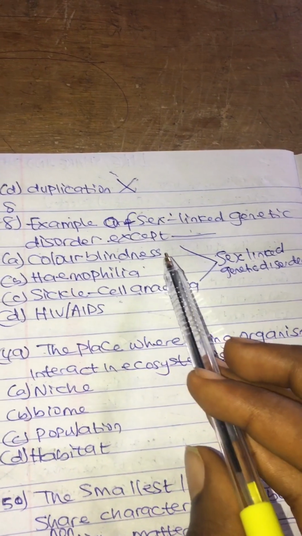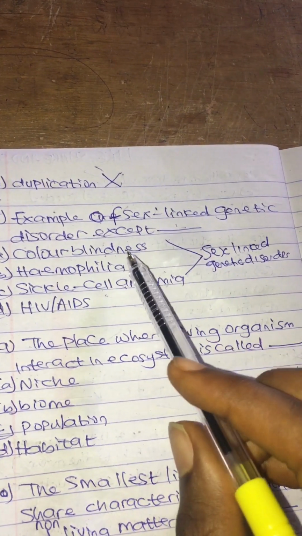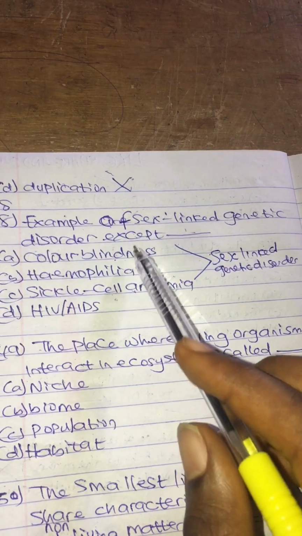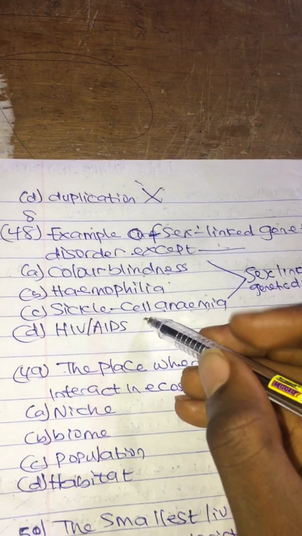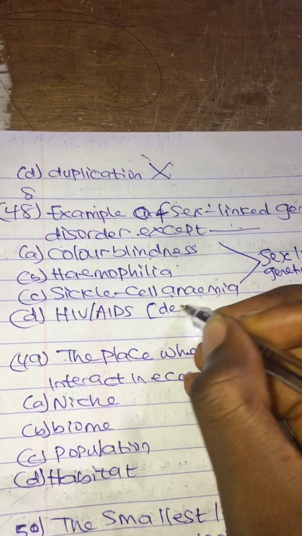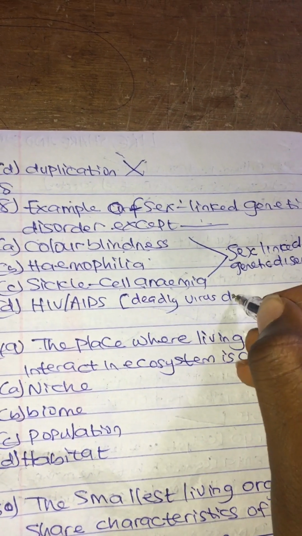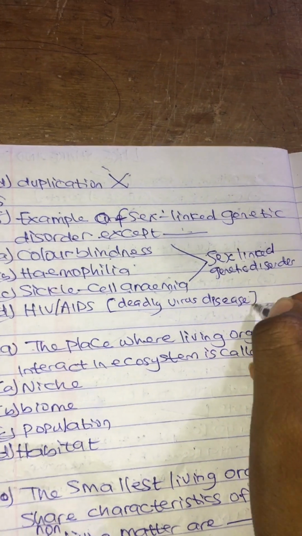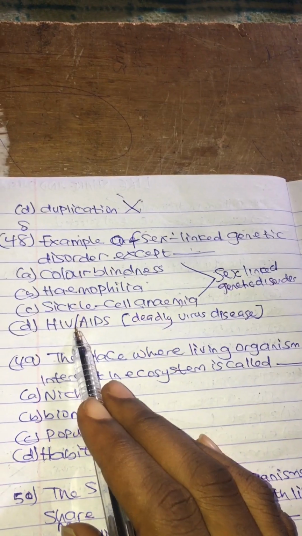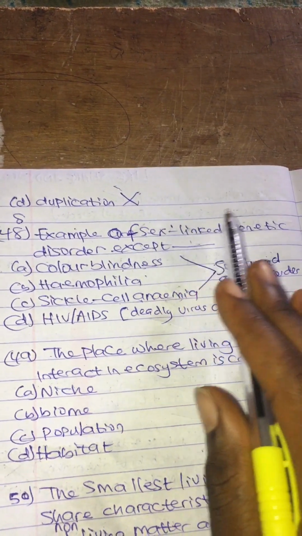I said it the other time. Sex-linked genetic disorder can only be transferred from mother to the son, and the one that is not sex-linked is the HIV and AIDS. It is a very deadly disease. It's a very deadly virus disease and doesn't have anything to do with sex-linked genetic.